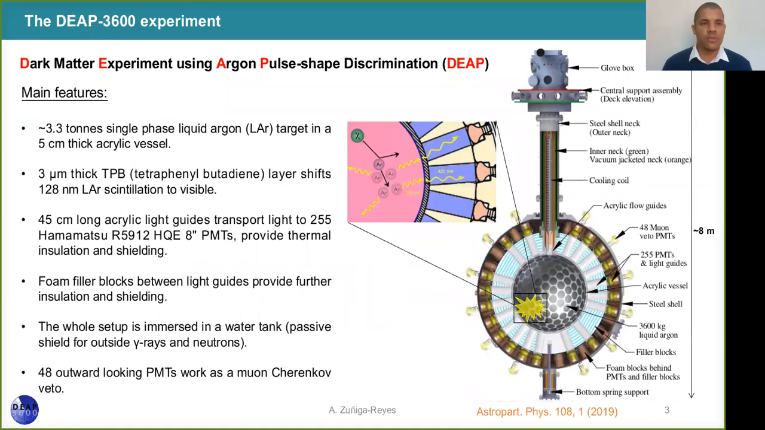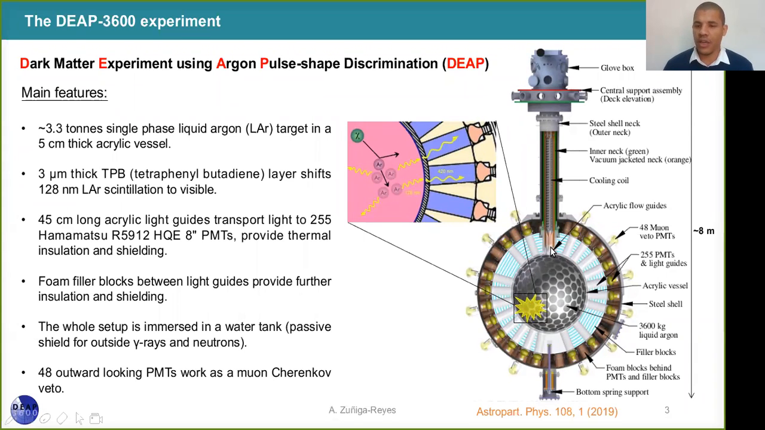Let me now mention the main features of the DEAP experiment. DEAP is one of the experiments in SNOLAB, specifically it is placed in the Cube Hall. DEAP stands for Dark matter Experiment using Argon Pulse-shape discrimination. Here is an illustration of the detector and the main components. In this sphere here is an acrylic vessel that contains around 3.3 tons of liquid argon.